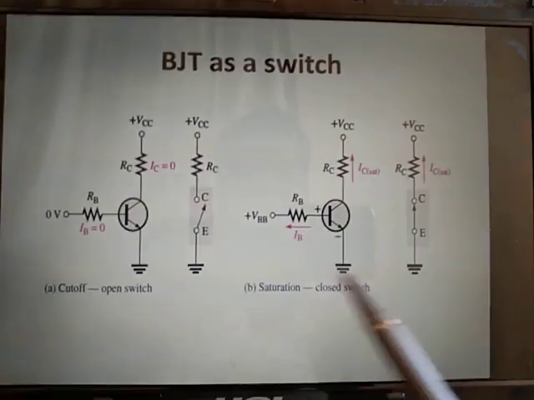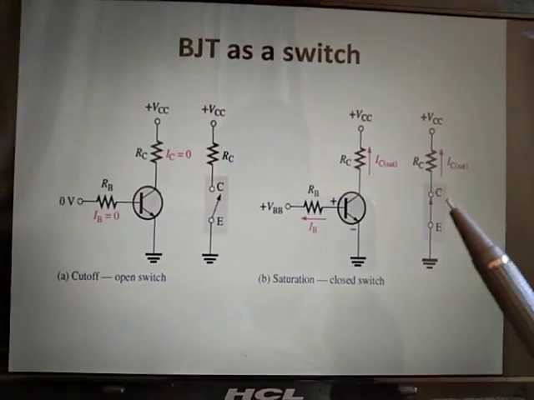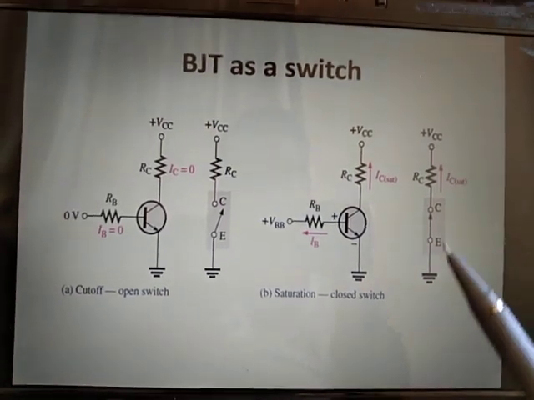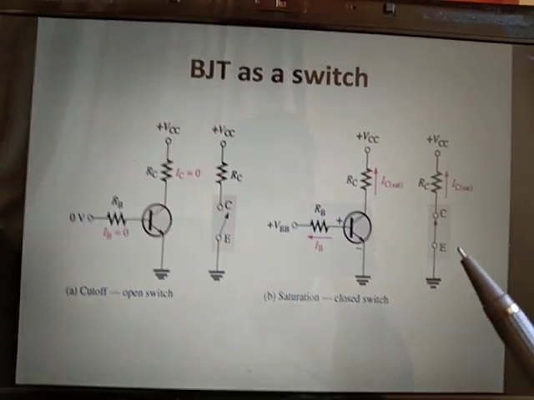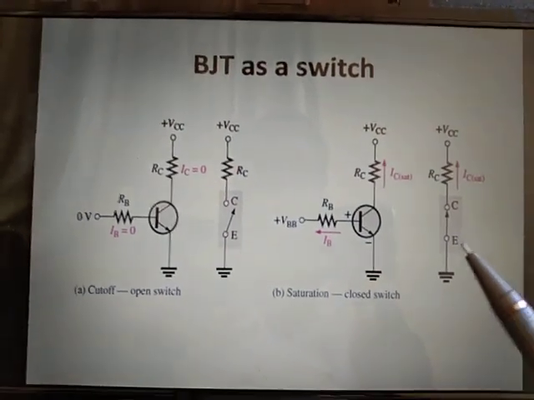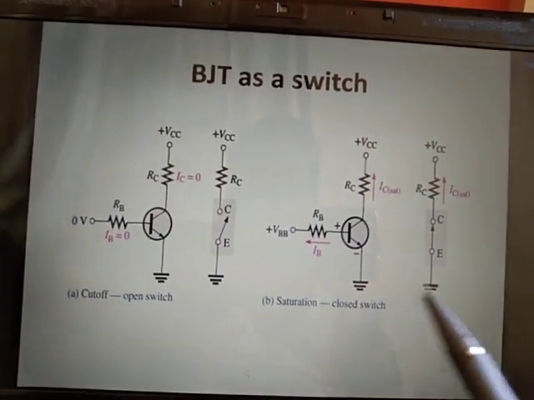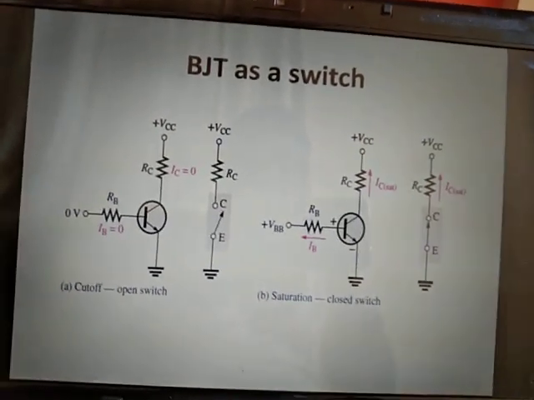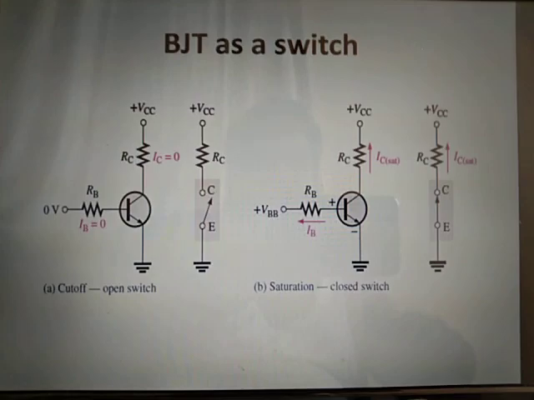And next is saturation. Saturation is a closed switch. Collector and emitter are closed. There is a current flowing in the circuit. Therefore, the circuit will be on. The LED will glow. This is a closed switch, known as saturation. Open switch is known as cutoff. This is the open and closed switch, a use of the transistor.